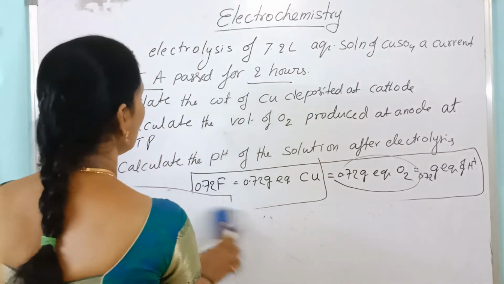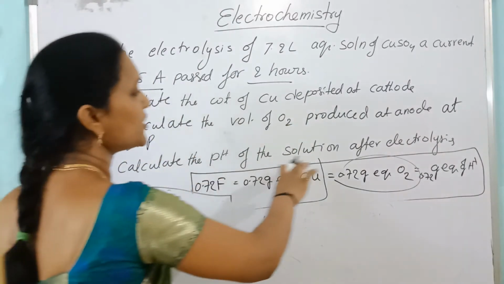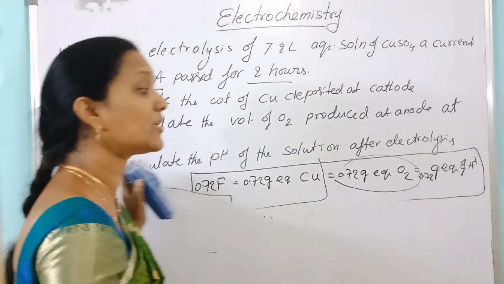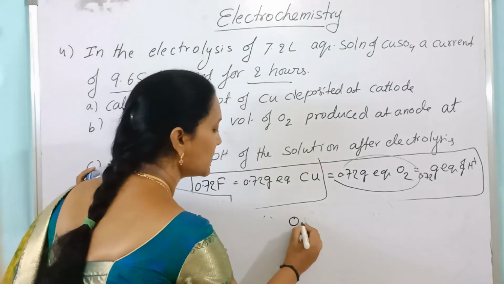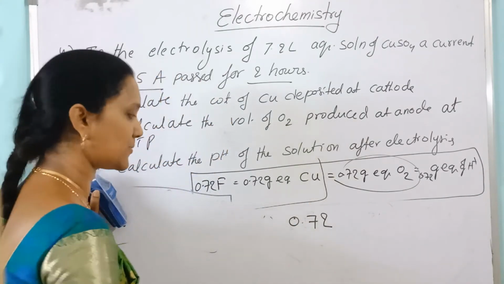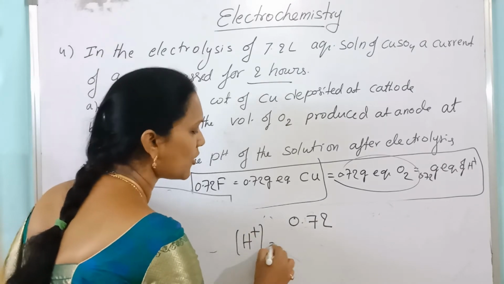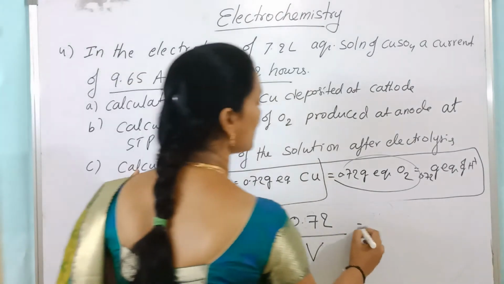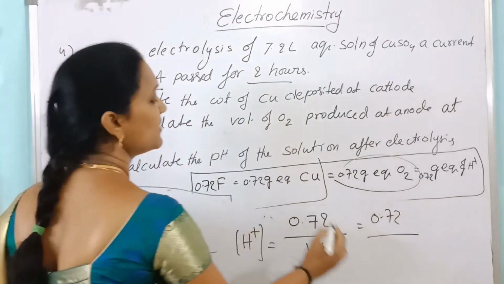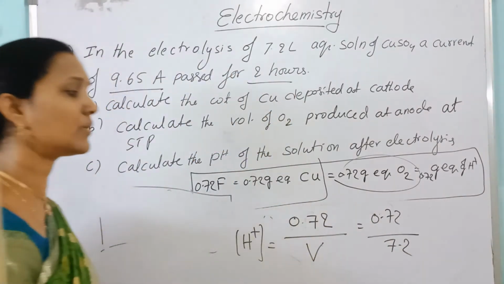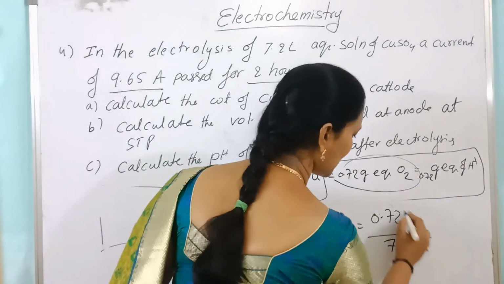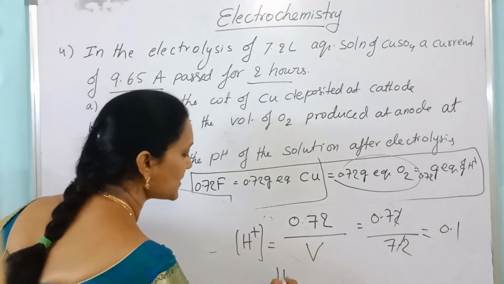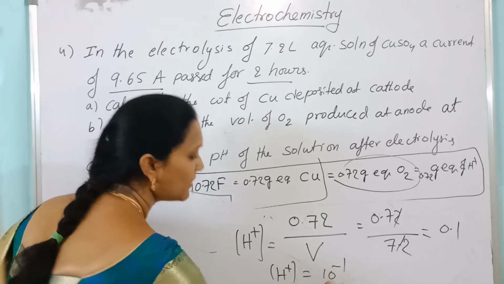Now come to this third one, the pH of the solution. What formed here? H plus formed. How much? 0.72 gram equivalents of H plus formed. What is the concentration of H plus? Normality is number of gram equivalents by volume. Yes or no? Number of gram equivalents is 0.72, and the volume given is 7.2. So it is 0.1, 10 power minus 1. So H plus concentration is equal to 10 power minus 1.